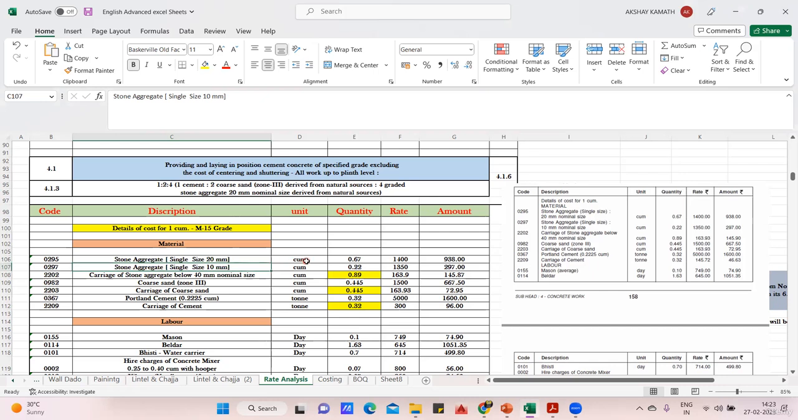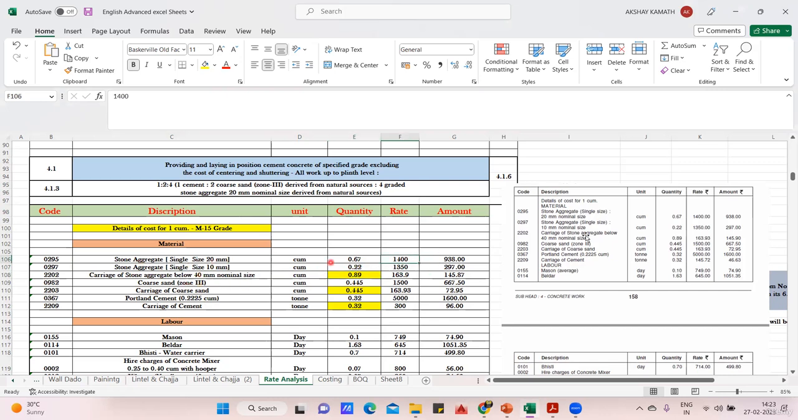The unit is cubic meter. This is a constant they achieved, that is 0.67 for 20 mm, and for stone aggregate of 10 mm, it is 0.22. If you add them together, 0.67 plus 0.22 comes out to be 0.89, which is a constant for the coarse aggregate. Now come to the next portion, that is about the rate.